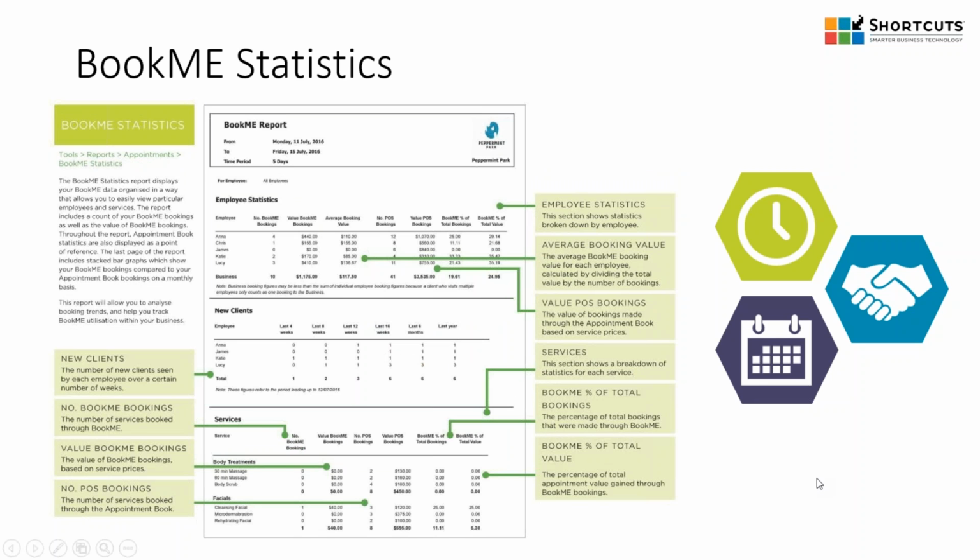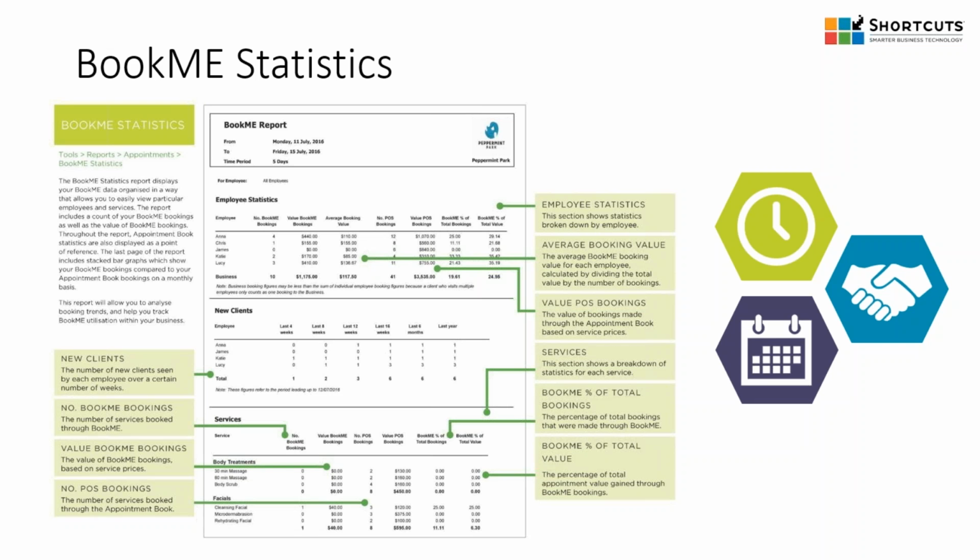Okay, so how do I tell if more clients are booking online or in the salon or via phone? We have the BookME Statistics report. Again, we've given you a definition of this report. What this report can show us is employee statistics. This section here shows us statistics broken down for each employee.